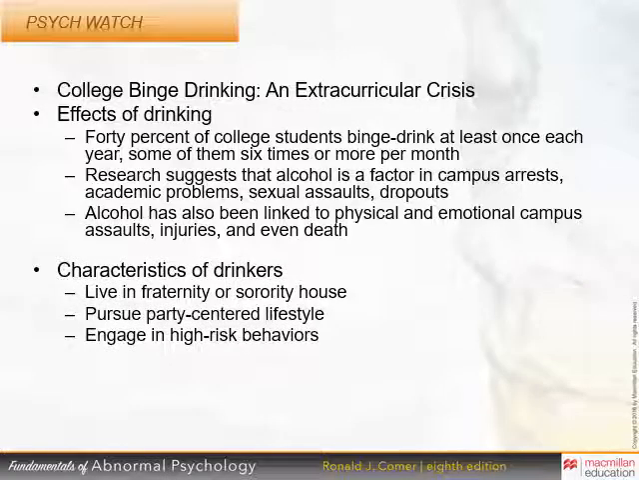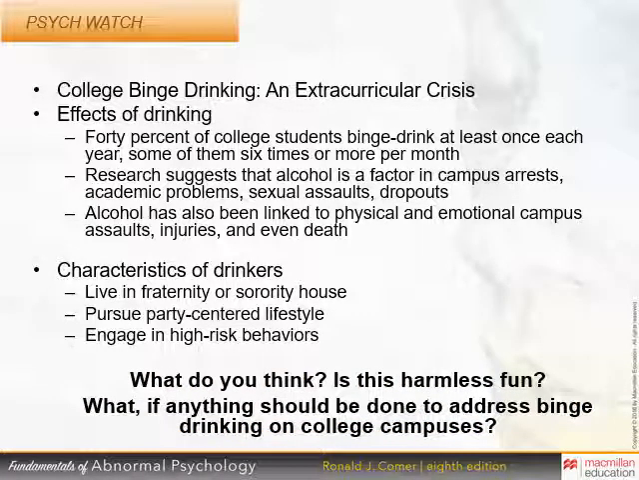Characteristics of drinkers include living in fraternity or sorority houses, pursuing party-centered lifestyles, and engaging in high-risk behaviors. So we'll talk about this in class, but take some time to think about whether or not you think this is harmless fun. Is it just a part of youth? Is there anything that should be done to address drinking on college campuses?